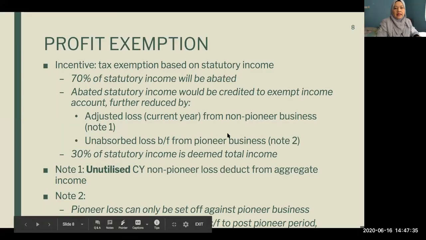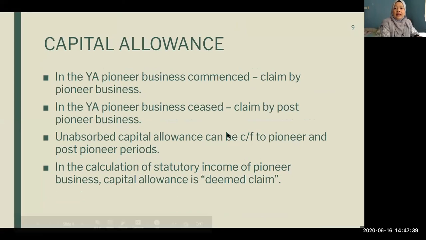Next is unutilized capital allowance. Remember that you have your adjusted income minus your capital allowance. If you have capital allowance in the YA, the pioneer business claims it in the pioneer period, and it is claimed by the post-pioneer period, any unabsorbed CA can be carried forward.